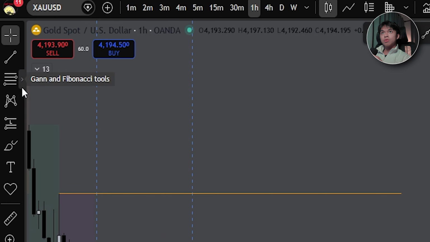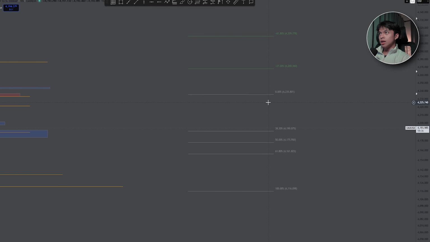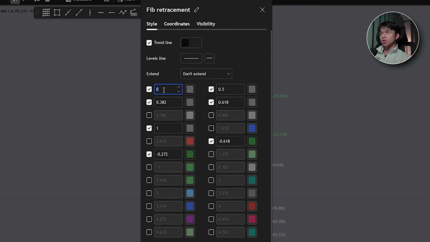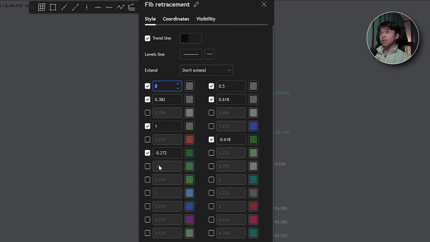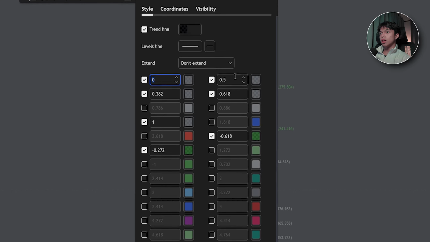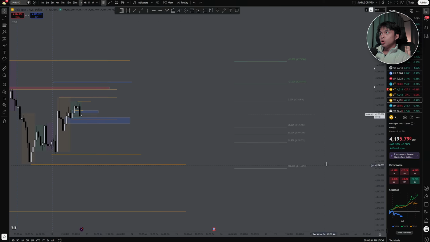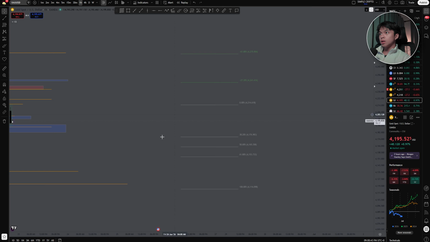You want to select this button, Gann Fibonacci Tools, and select Fibonacci retracement. Now, the moment that you use it for the first time, it might look a little bit different, so I want you to copy the settings I have. You want to use 0, 0.382, 1, negative 0.272, negative 0.618, 0.618, and 0.5, and background, prices, percentage, and text, all that. Now, you will be presented with something that looks like this.